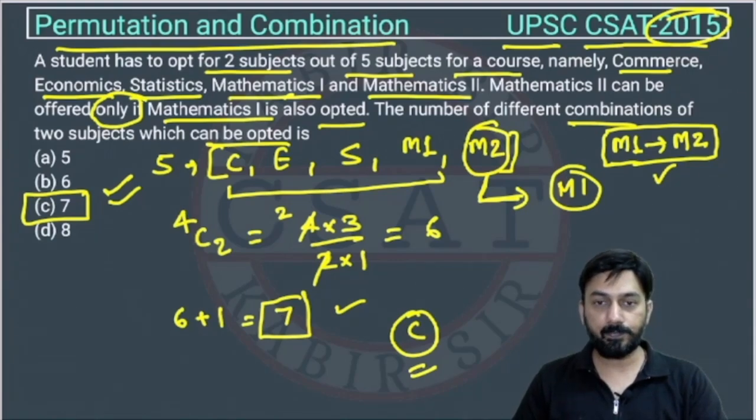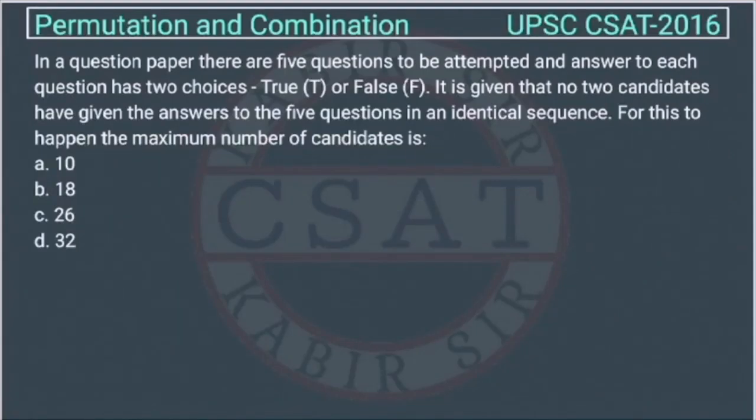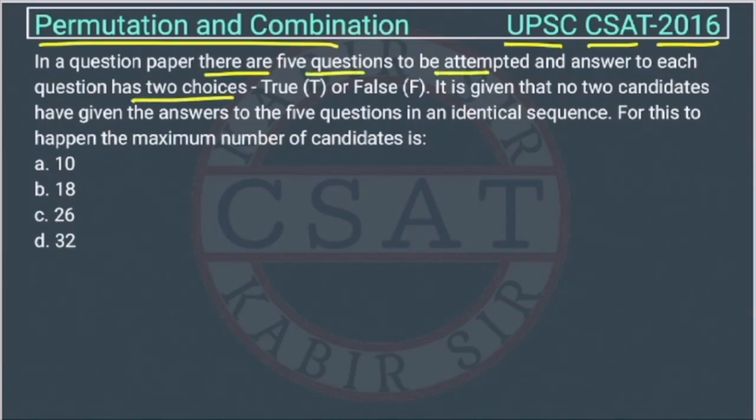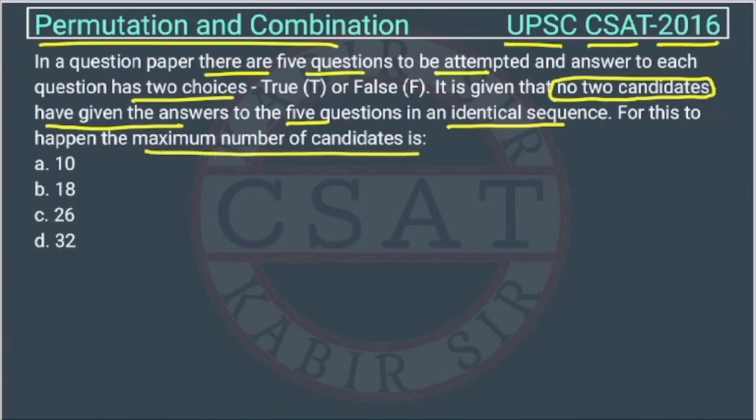Okay. This is a question from the Permutation and Combination chapter asked by UPSC in CSAT paper of 2016. In a question paper, there are 5 questions to be attempted and answer to each question has 2 choices, true or false. It is given that no 2 candidates have given the answer to the 5 questions in an identical sequence. For this to happen, the maximum number of candidates is, right.